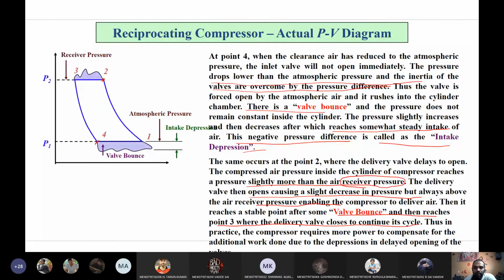So in practical, what is happening? The area of the air compressor diagram is more than the theoretical one. Therefore, we need to supply more work.